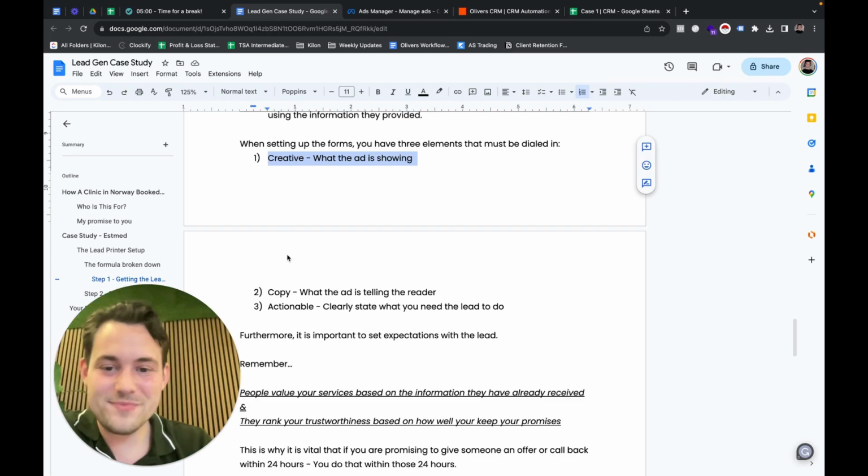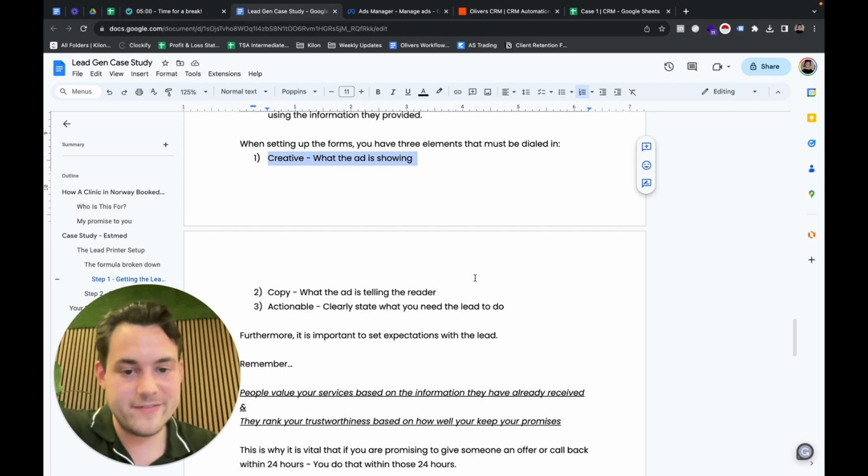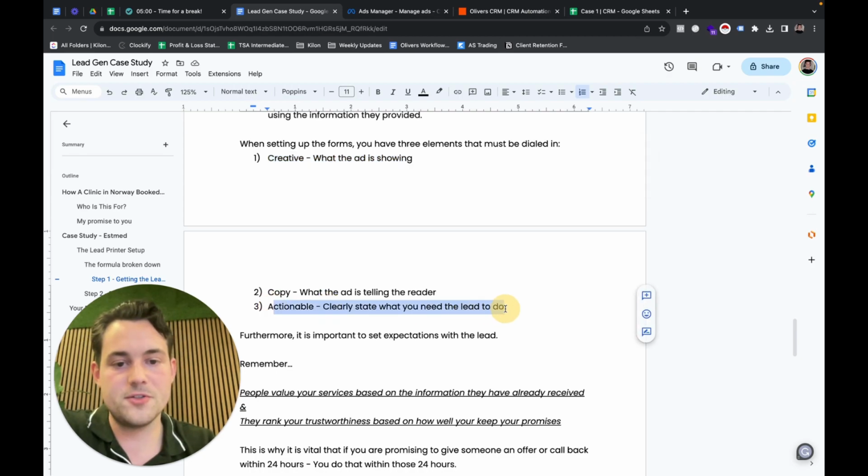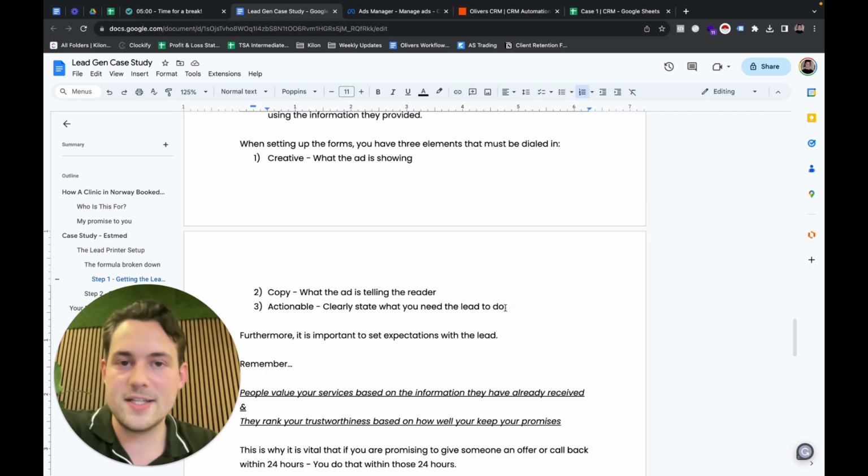Same thing with copy. We want it to be relevant. We want it to speak into the potential customer's pain points so that they know what problem we're solving for them. And it must be very actionable. So we must clearly state what it is that we want this potential customer or lead to do in order to take action with this.